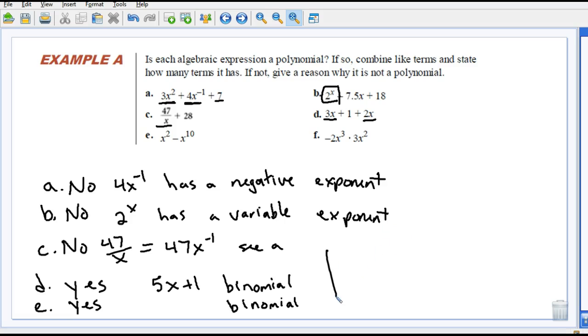And then we'll do F right here. Negative 2x cubed times 3x squared. Is that a binomial? Well, let's first see if we can simplify this. All right, so the negative 2 times 3, that's a negative 6. And if I'm multiplying the bases, I should add the exponents. That's x to the 5th. So is that a polynomial? Yes, it is. And what kind? It is a monomial. Monomial, right there.